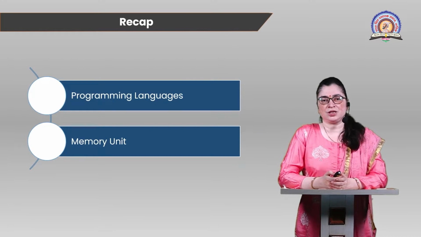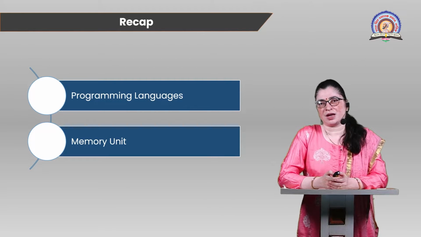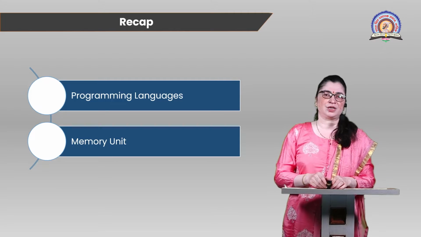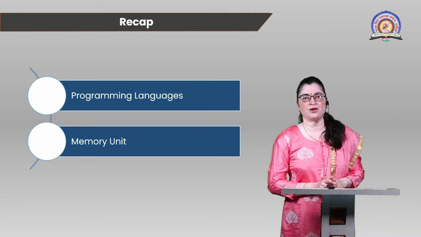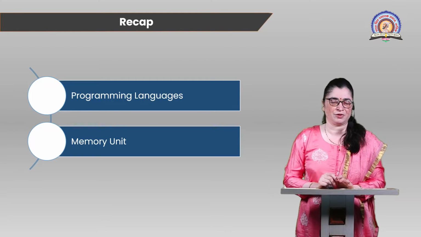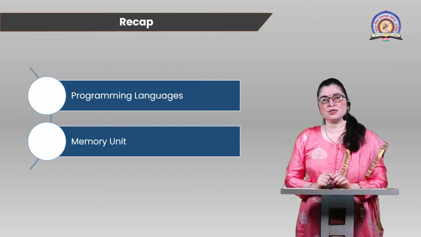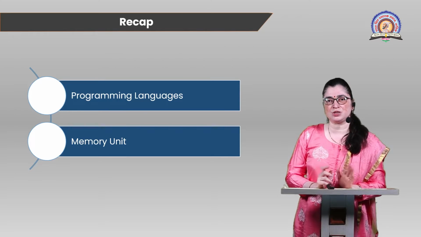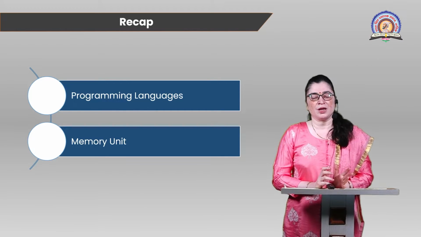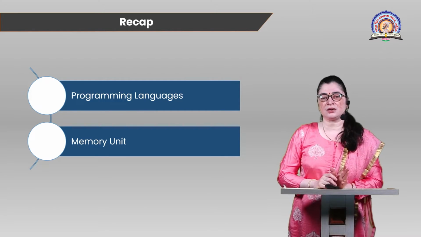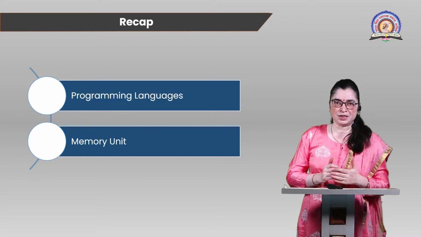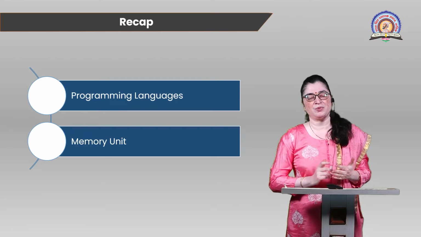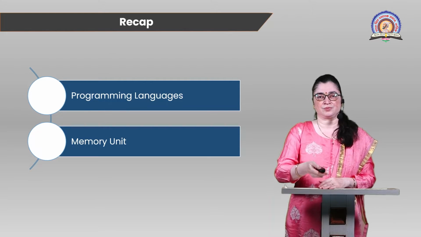In the last lecture, we discussed programming languages. What do you mean by programming language? And three different types of languages, that is machine level language, assembly language and higher level language. We have also discussed the advantages and disadvantages of all the languages. And we discussed the concept of memory unit. What do you mean by memory unit? What are the different types of primary memory and secondary memory?